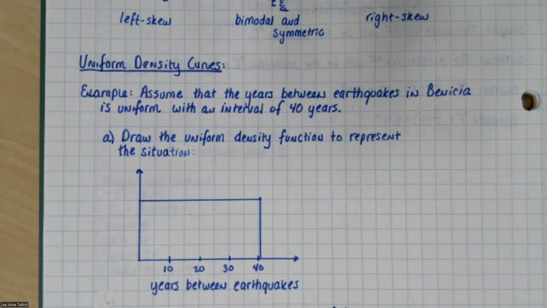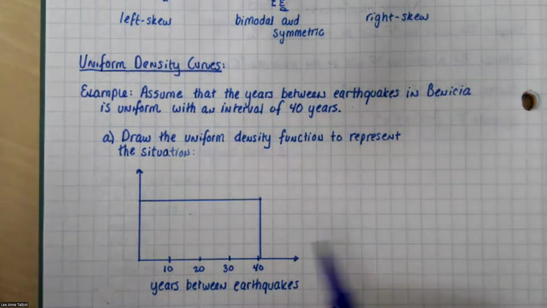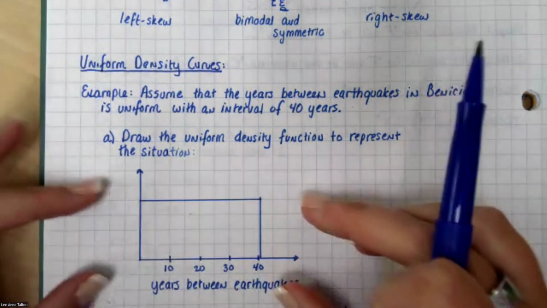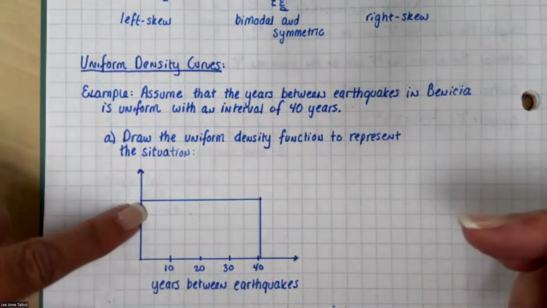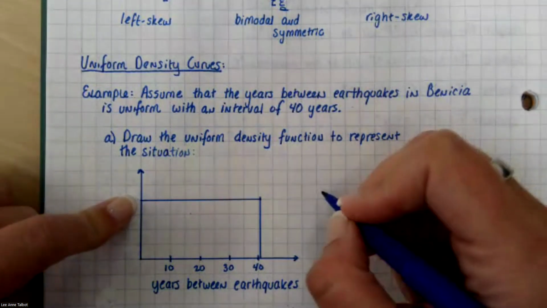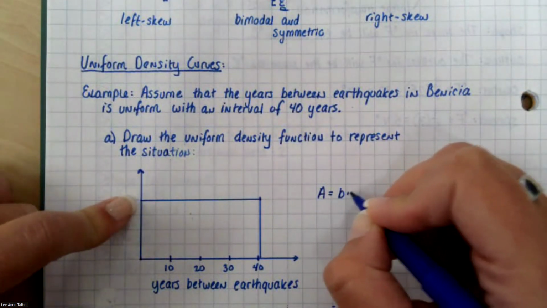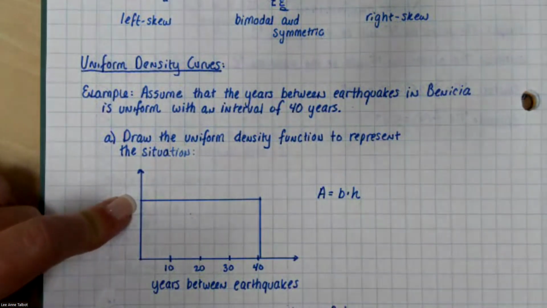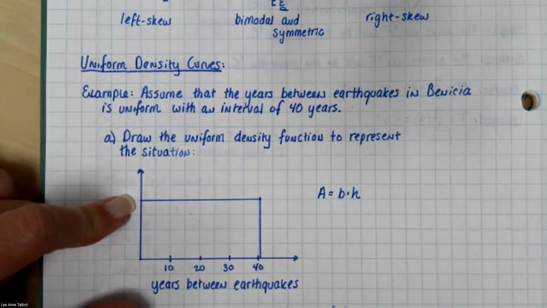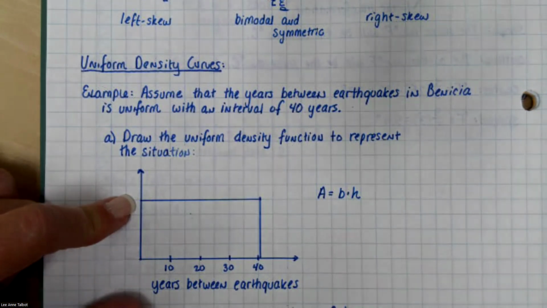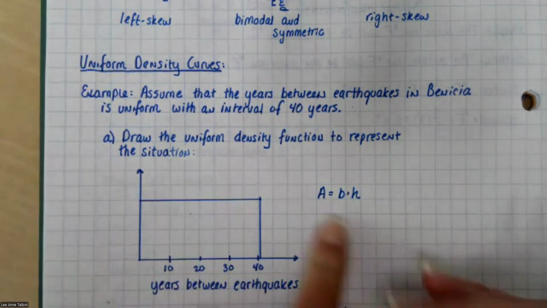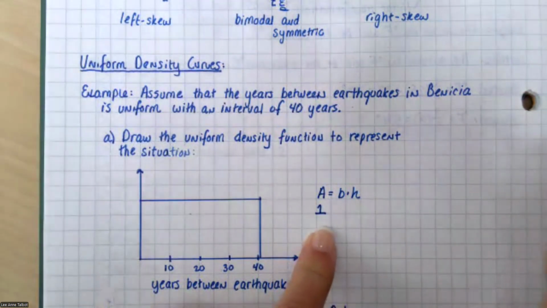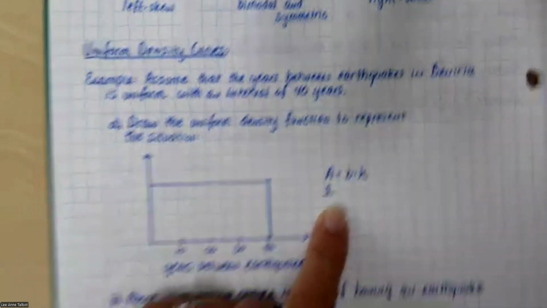So a uniform density curve is just a rectangle, which is great. That makes the math super easy. It says draw the uniform density function to represent the situation. We did, it's done, except we need to label what the height would be. So over here, you're going to say area equals base times height. This is going to be the formula you're going to use for all uniform density functions. Base times height, you know, crazy complicated formula there. And we know that the area under the curve has to be 1 because that's a density curve. So the area has to be 1.